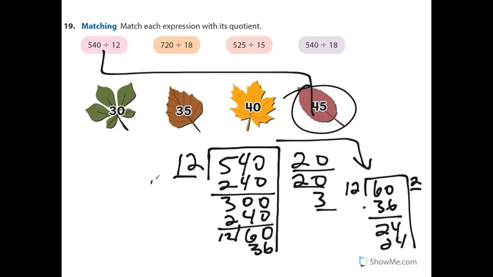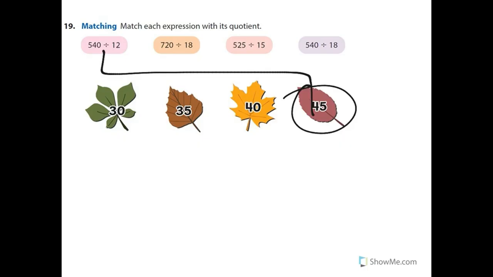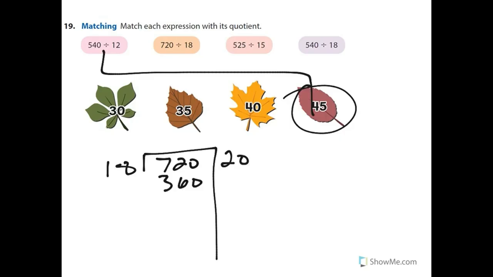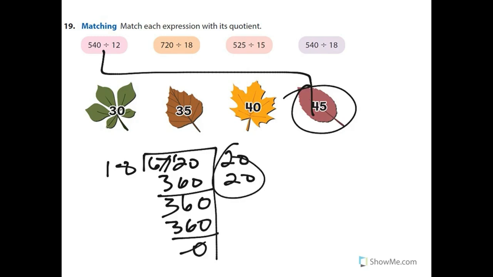Alrighty, I want you to try that on the next 3. See how that works for you. Alright, so 18 into 720. Well, I know that 2 times 18 is 36. 360. Oh, and I can put 20 more. 360. What is that? That's 40. Boom. Alright, and then I'm going to do 15 and 525 divided by 15.